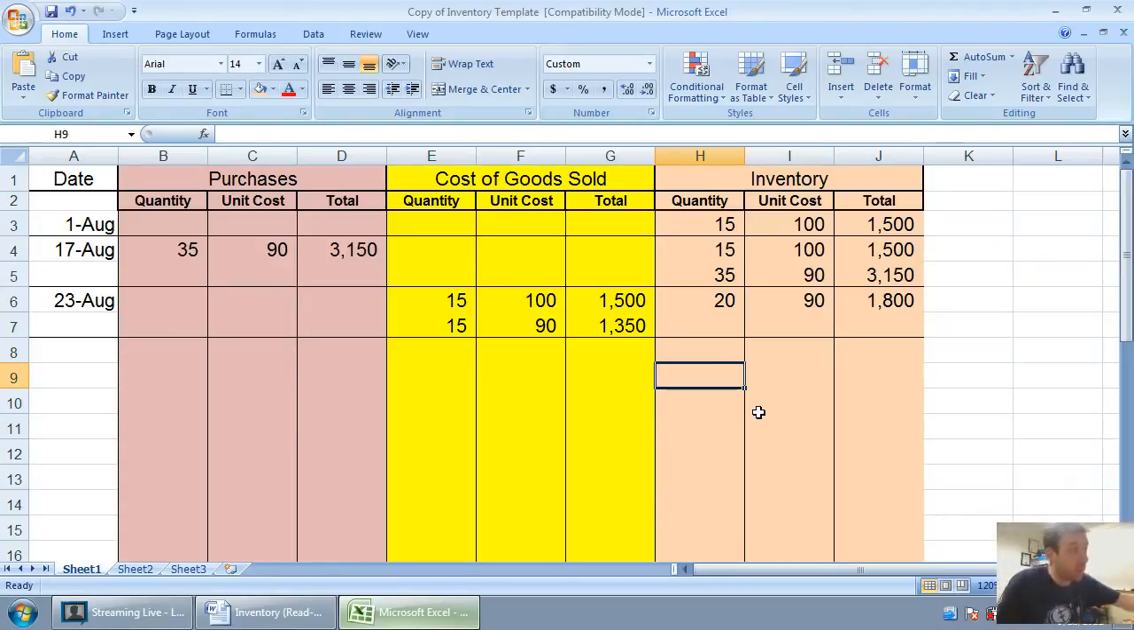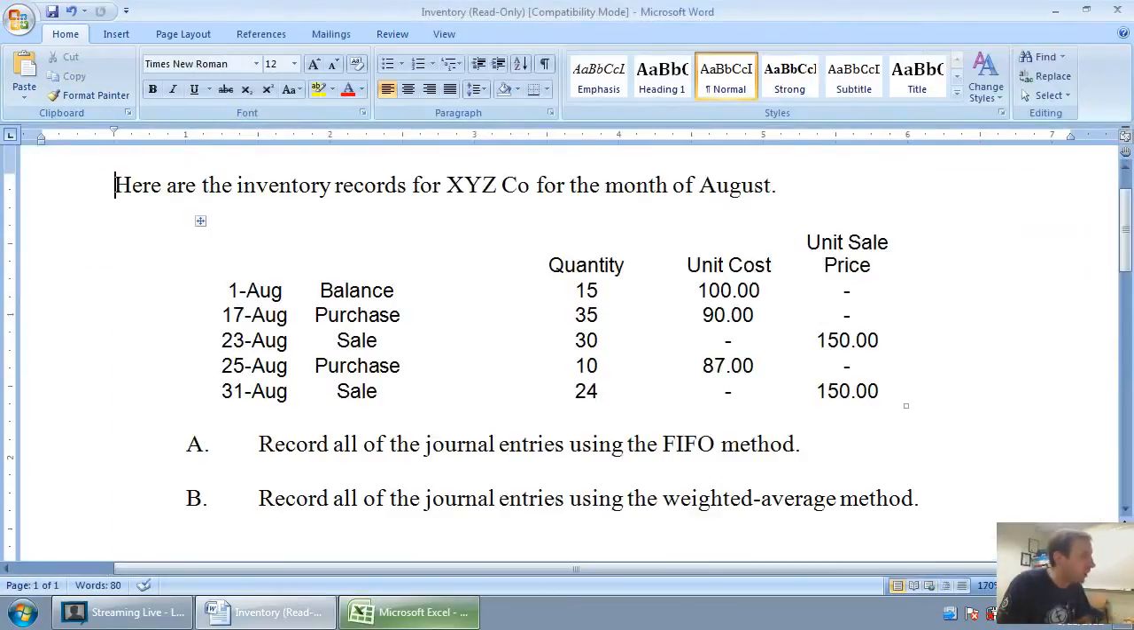So our company had 50 units to sell. We sold 30 of them. Now we just got to say, what are our oldest 30 units? Must have been 15 at 100 because those are the oldest. And then the rest come from the more recent $90 units. So again, if you've understood that well, FIFO is no problem for you. Let's continue though. On August 25th, we make a purchase.